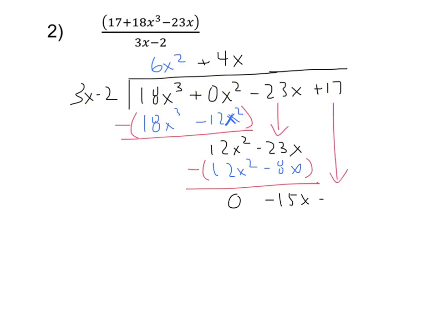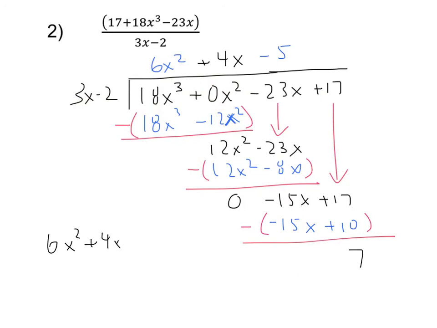Almost done here. I need to do 3x minus 2 going into negative 15x plus 17. That goes in negative 5 times. So this would be negative 15x plus 10. And then when I subtract, I get a remainder of 7. So my final answer should be this: 6x squared plus 4x minus 5 plus 7 over 3x minus 2.